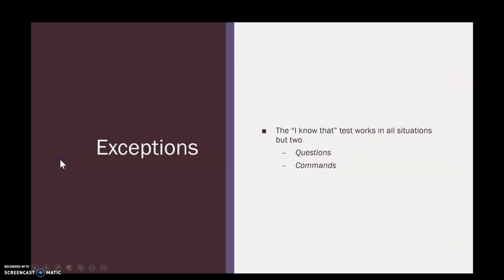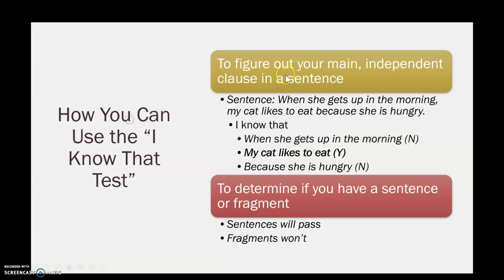So, exceptions. The "I know that" test works in all situations but two. It does not work with questions, and it does not work with commands. Because as we talked about in the sentence basics PowerPoint, those two types of sentences mess with the subjects and the verbs. They don't occur in the right order, and so the test doesn't work. But it does work in 99.9% of cases that you'll see, and it's a great way for figuring out whether or not you need a comma. Especially with the most common errors, which have to do with not correctly punctuating compound sentences.